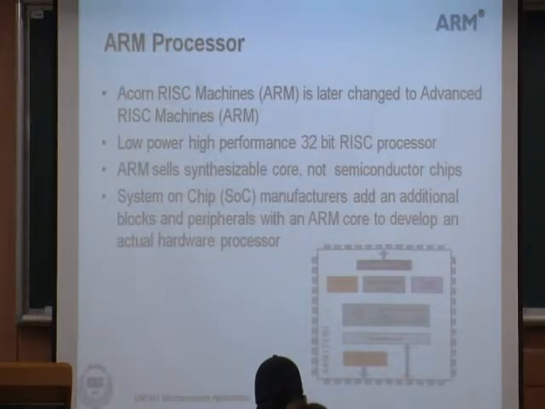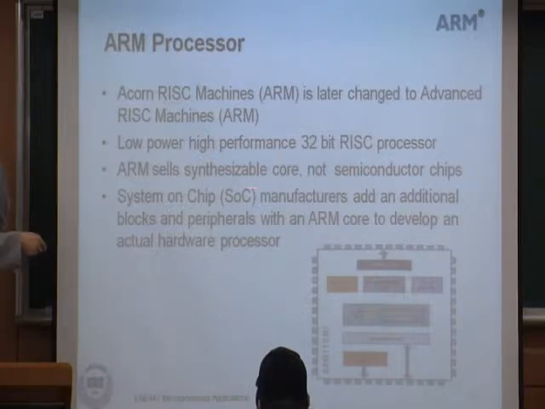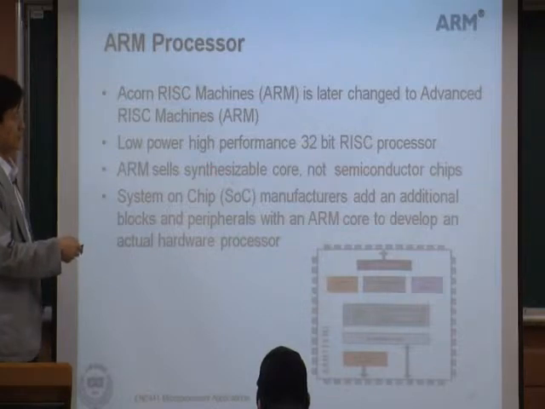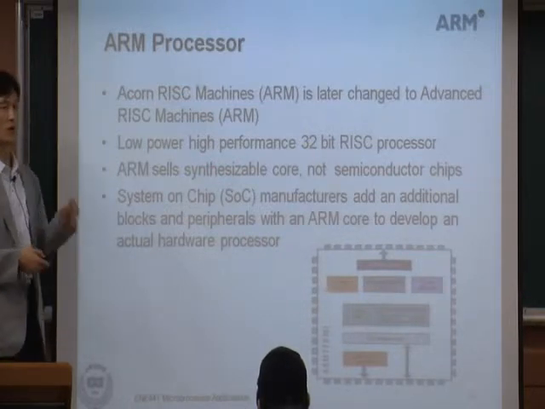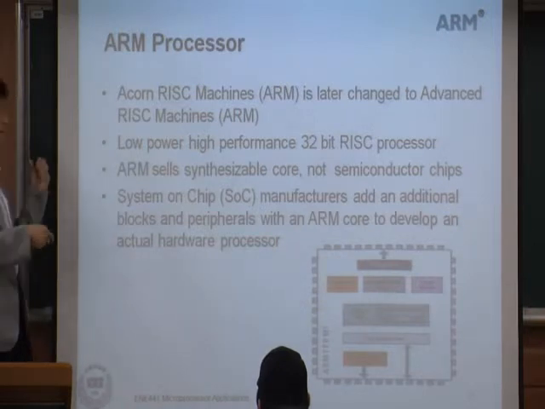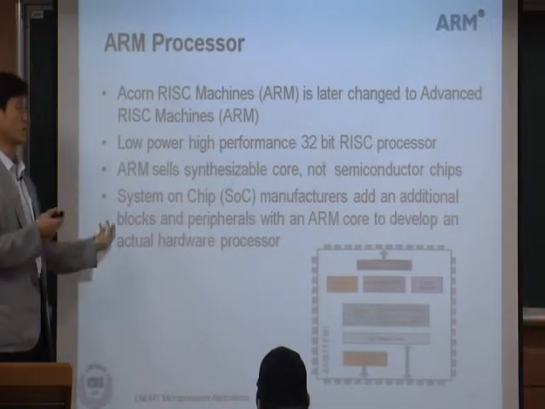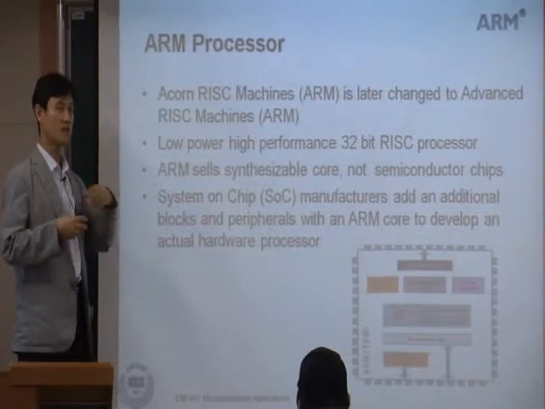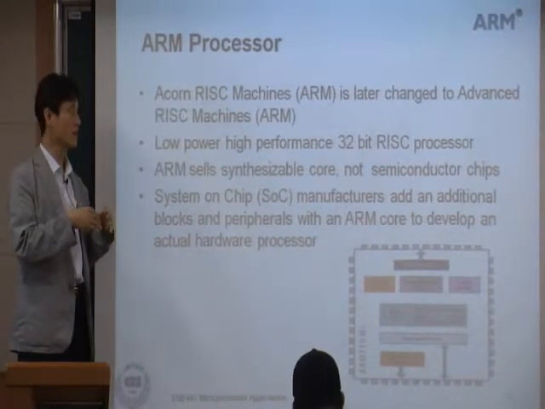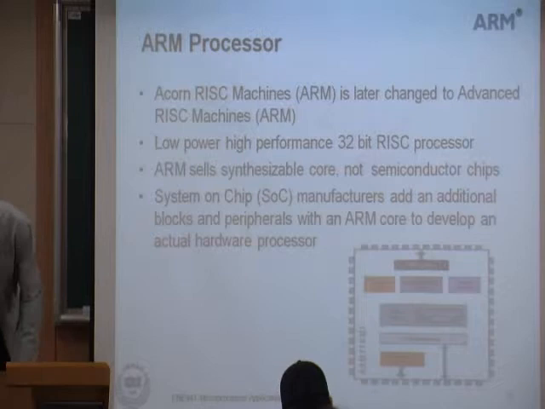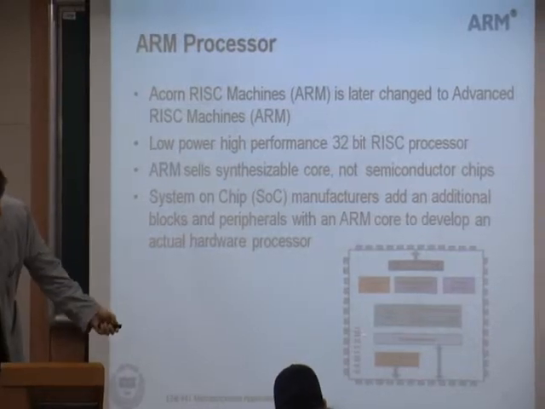As you see here, ARM sells the synthesizable core. That's the official name. I said that they're selling architecture, but this is the more correct term: synthesizable core, not the chip. They're not selling chips. They're selling only the core. And Qualcomm buys the synthesizable core and puts it into their product, synthesizes it, and makes their own chip. And this is one brief picture.